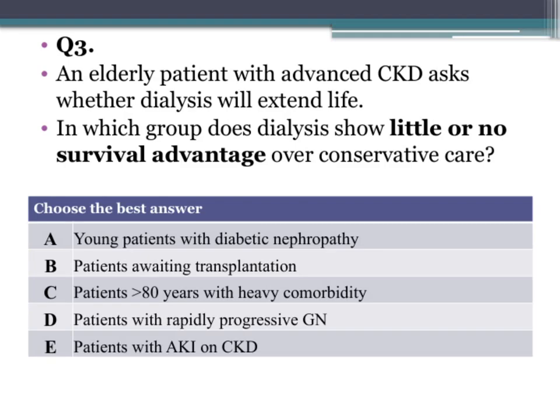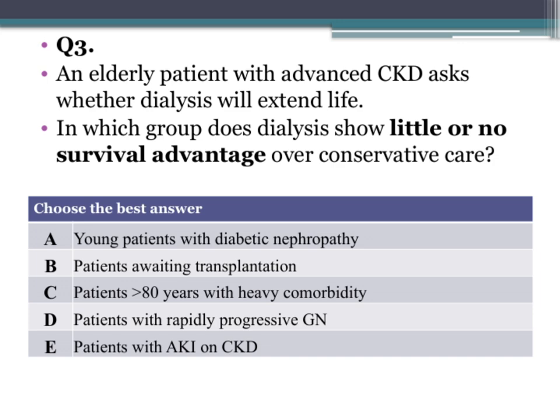So, when we're considering whether dialysis will actually extend life, especially in elderly patients with advanced CKD, it's important to look at different patient groups. The key question here is, in which of these groups does dialysis not provide a significant survival benefit compared to conservative care? Now, among these options, the group that stands out is the elderly patients with heavy comorbidities. These patients often have multiple health issues that complicate their condition. For them, dialysis may not necessarily translate into a longer or better quality of life.